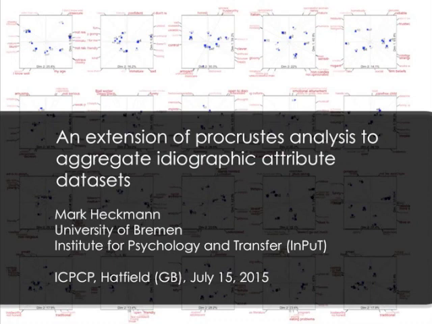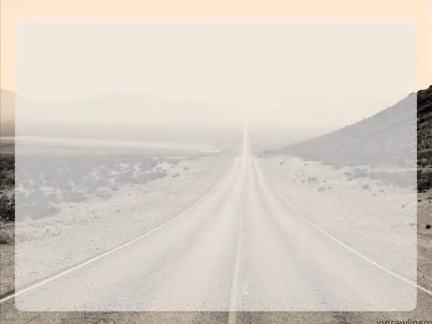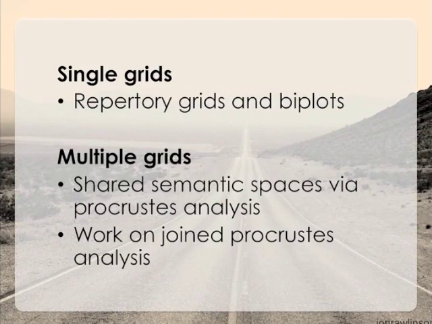So what is this talk about? I will skip the abstract. What I'm going to talk about is single grids and later on multiple grids. So, single grids, just to get started: everybody has to know what a repertory grid is and what a biplot is. Then we look at so-called shared semantic spaces that are generated using Procrustes analysis, and my work, which extends this shared semantic space to so-called joint Procrustes analysis.